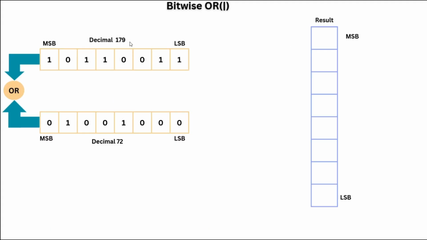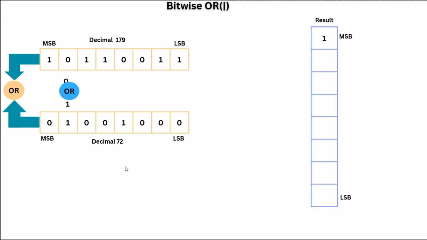Here I took two decimal numbers. One is decimal 179, and below is its binary format. I took another decimal, 72, and its binary is this one. Now I will do bitwise OR for these two. Let's see graphically, in an animated way, how it happens. First it will start with the two MSBs, do the OR, and store the result in the MSB. Here both bits are 0 and 1, so the result is 1, stored in the corresponding place.